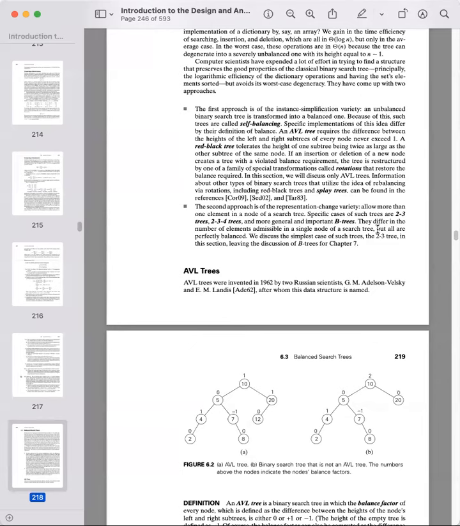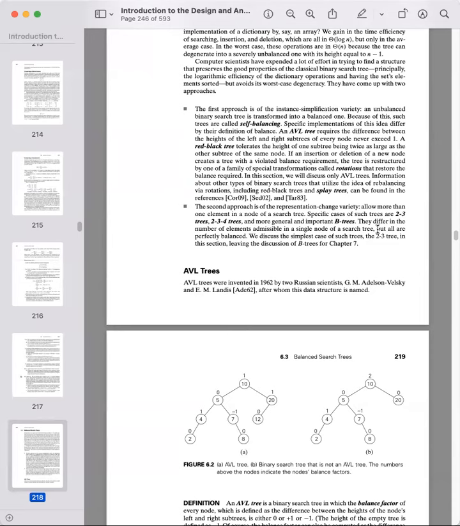There are also red-black trees, which we won't really talk about, that tolerate a height of one subtree being twice as large as the other. And again, the reason for this difference is that the AVL tree requires more work to maintain than a red-black tree would. So you have to figure if the results justify that extra work. Both of these work with some rotations we'll talk about in a minute.